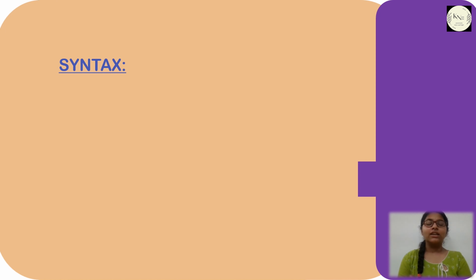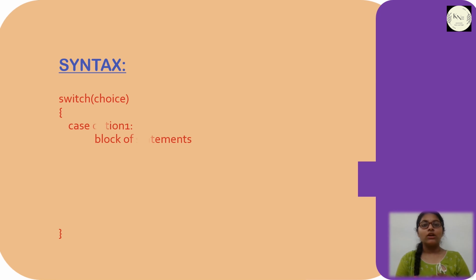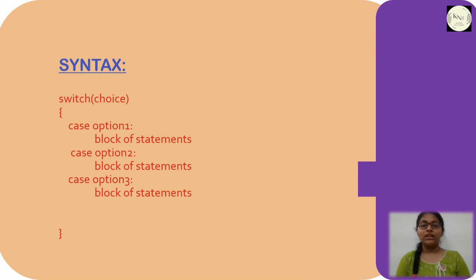Now let's discuss the syntax of switch case statements. Firstly, we use the word switch, and then in parentheses we write the choice, and we open the braces. In the braces we write the cases to be checked. Firstly, a case keyword accompanied with the choice value, that is the condition to be checked, and then a colon. If that is true, we write the block of statements, and we can use any number of cases, and finally we use a default case. If all the cases are false, the default will be executed automatically, and writing default is optional.